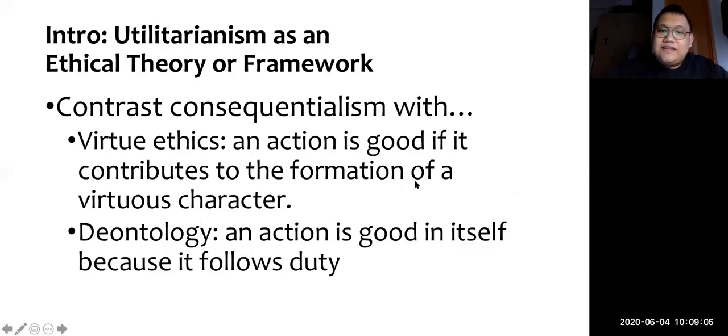So if we contrast consequentialism with Aristotle's ethics, remember, that's the lesson we left before lockdown. Virtue ethics tells us that an action is good if it contributes to the formation of a virtuous character. So for example, lying cannot be good for virtue ethics, because it defeats the virtue of honesty. Lying cannot be good for deontology, because if you try universalizing lying, for example, lying about credentials in a curriculum vitae, if you universalize that, then there are contradictions.